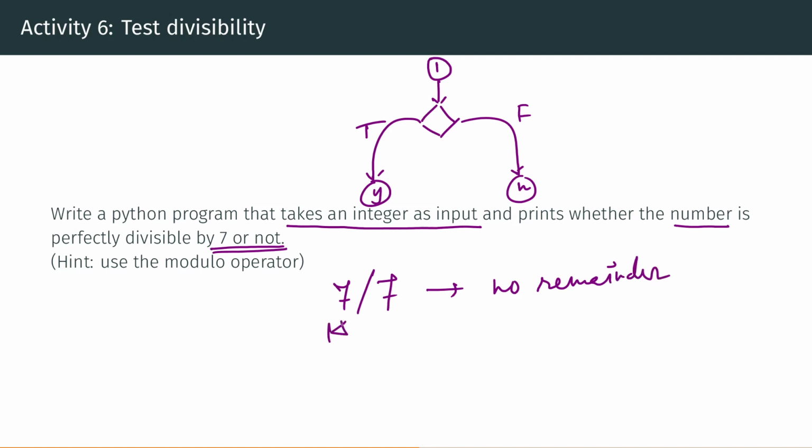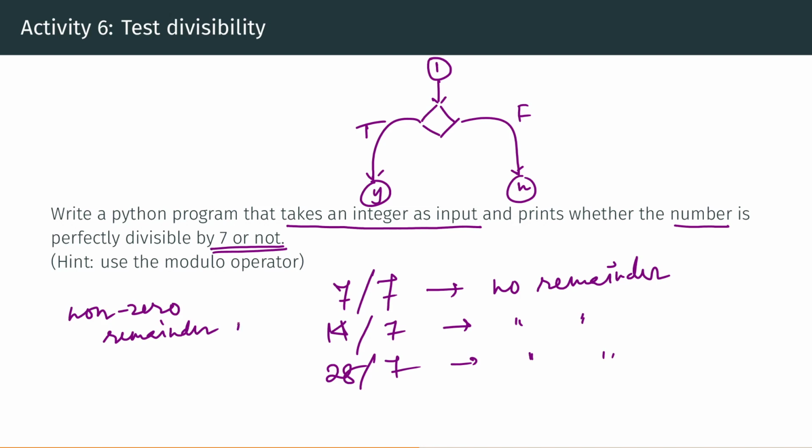You divide 14 by 7, again no remainder. 28 by 7, no remainder. So anything that's perfectly divisible by 7 will leave no remainder. Everything else will give you a non-zero remainder if it's not divisible. That's the condition that we want to check. Non-zero or zero, that's the key.